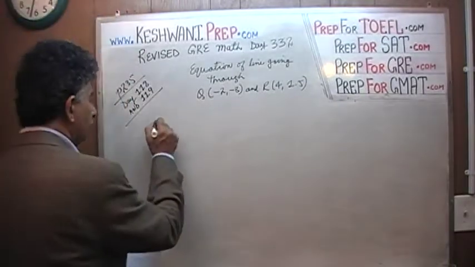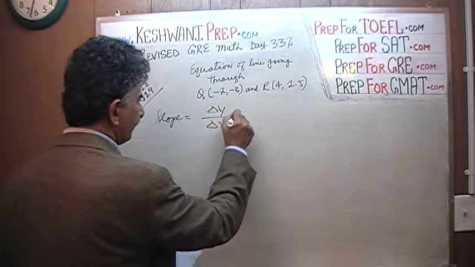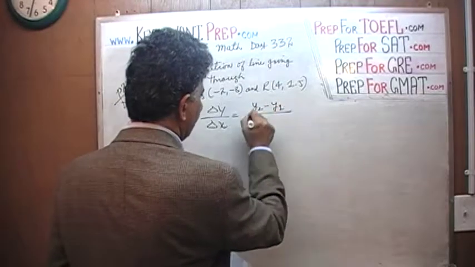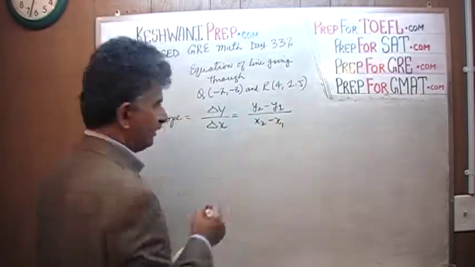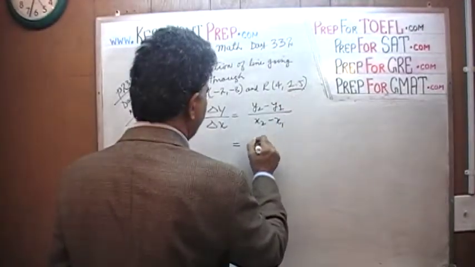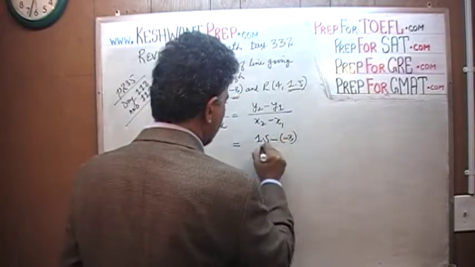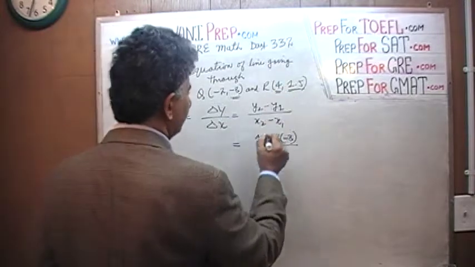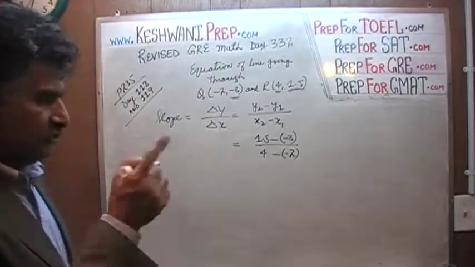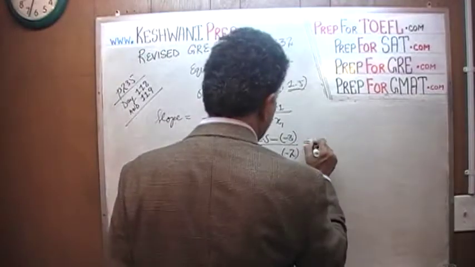Well, that's very straightforward. Slope equals the change in y over the change in x. And change in y, of course, is simply y2 minus y1 over x2 minus x1, which is the change in x. Here, our y2 is 1.5 minus a -3 over our x2, which is 4, minus a -2. Now, had we used the other way around, it would not have changed. We would have still gotten the same answer.